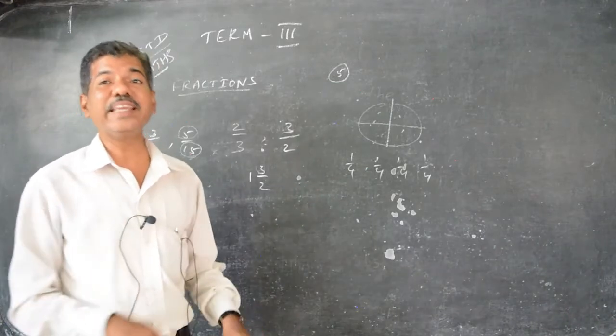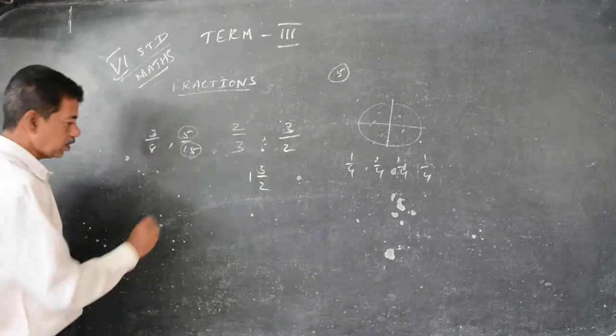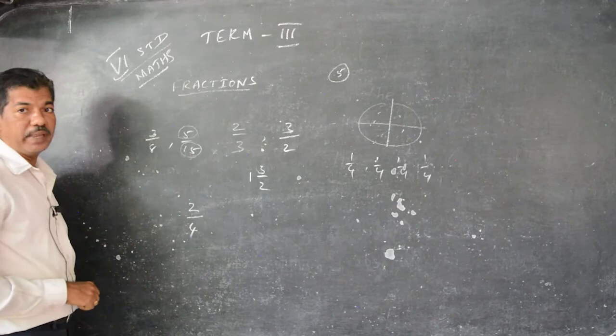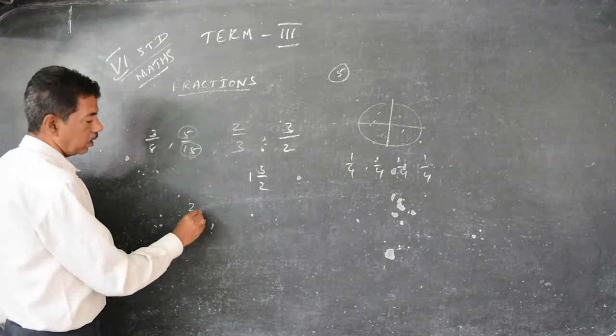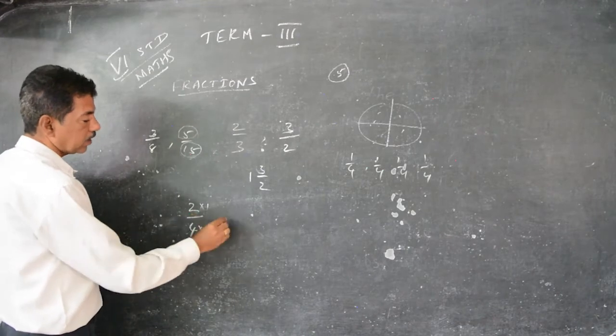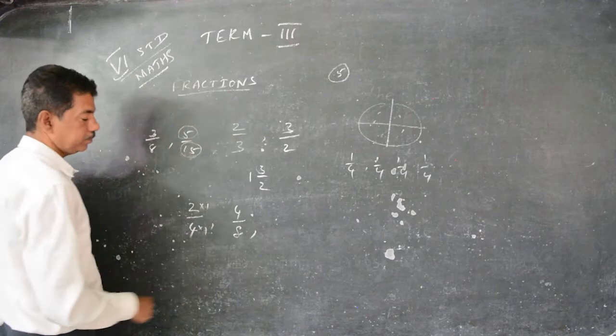The next concept is equivalent fraction. What is the meaning of equivalent fraction? Suppose I am writing 2 by 4. Is it equivalent? 2 1s are 2, 2 2s are 4. Next, 4 by 8.